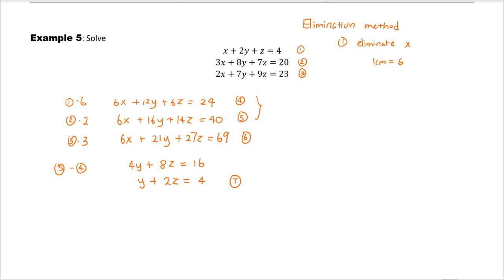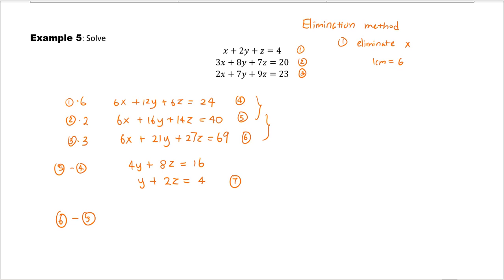big coefficients, right? And then next we want to pick the 2 other equations to get rid of x. We can pick equation 4 and equation 6. We can pick equation 5 and equation 6. And I think maybe it's better to pick equation 5 and 6 because 21 and 16 are closer together rather than 12 and 21. So we use equation 6 minus equation 5.